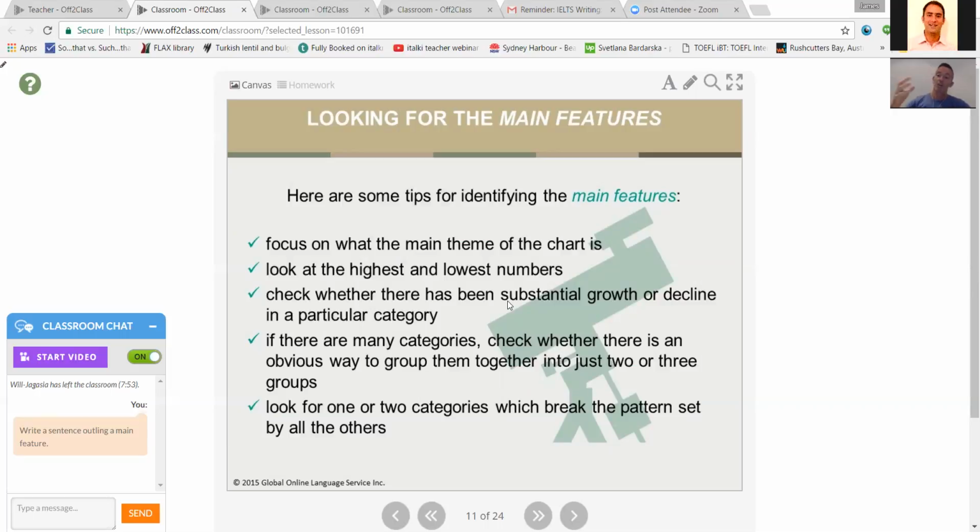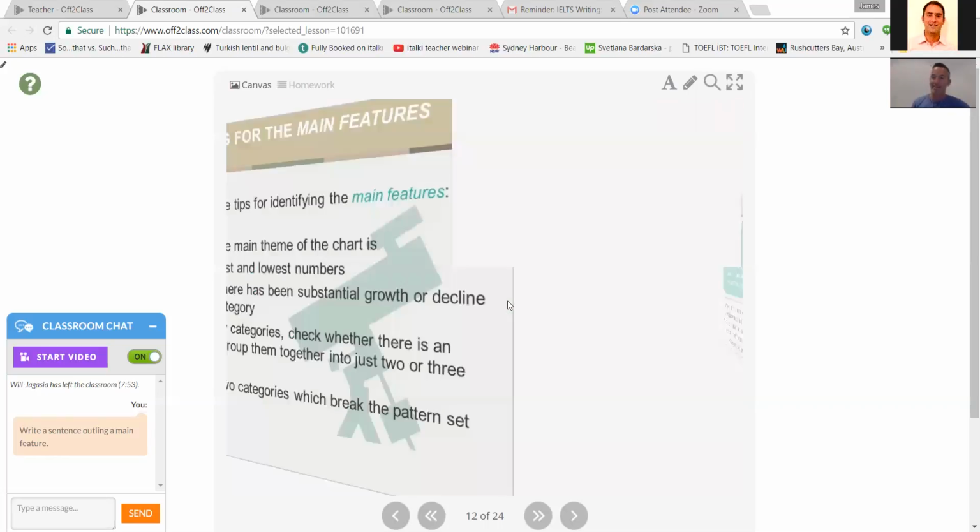And then, of course, look for the odd one out. Look for the category or the set of data that breaks the general trend. And that is quite common in IELTS. You'll have 4 things that are increasing and 1 that's decreased. So it's an easy win.